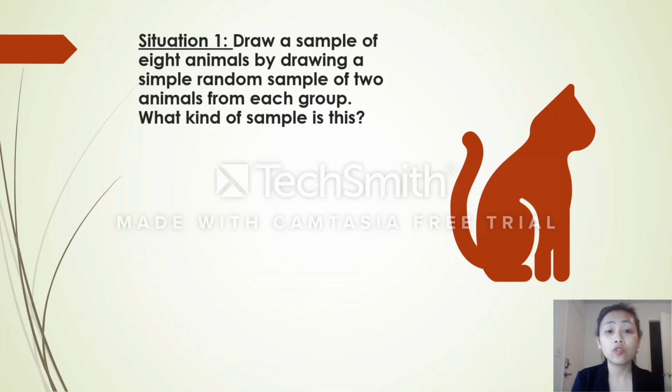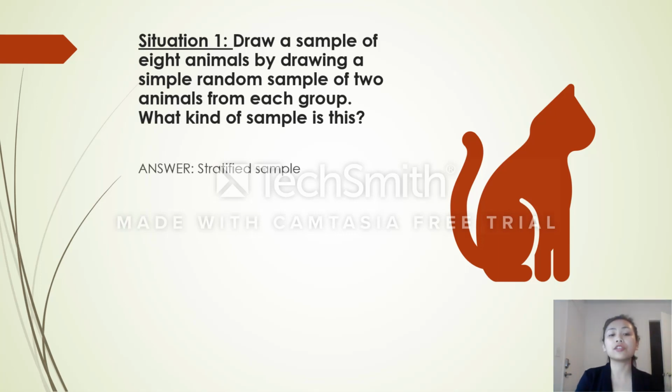Example 1. Draw a sample of 8 animals by drawing a simple random sample of 2 animals from each group. What kind of sample is this? So here we have 8 groups of animals, and in each group we will run a simple random sample of 2 animals. So this is a stratified sample because we have a stratum, and in each stratum we run a simple random sample of 2 animals.